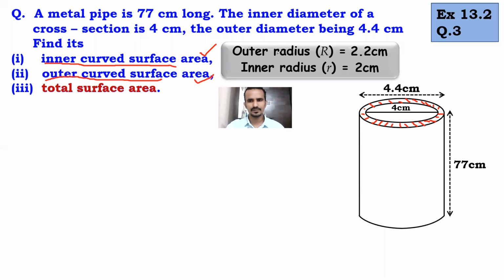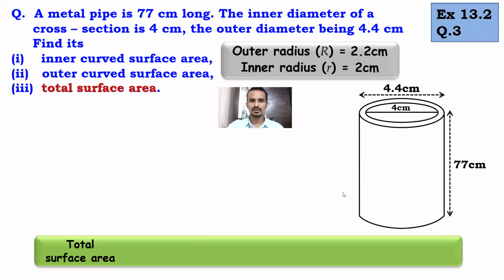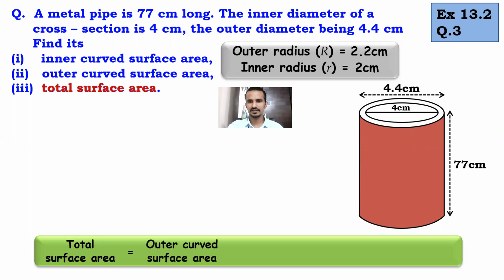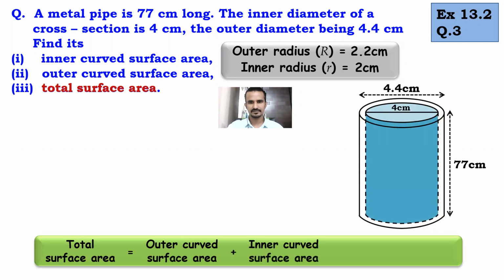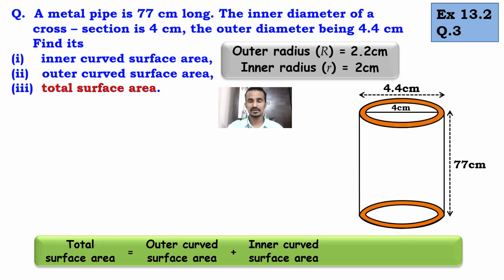The 2 areas we already know: inner curved surface area and outer curved surface area. The only thing is you have to find the area of the base now. How to find area of the base? Just see this. So for total surface area, we are going to add these 4 surfaces. First, the outer curved surface area, then the inner curved surface area, and we have to add the area of both the bases. Look at these 2 bases. We'll add 2 multiplied by area of base.